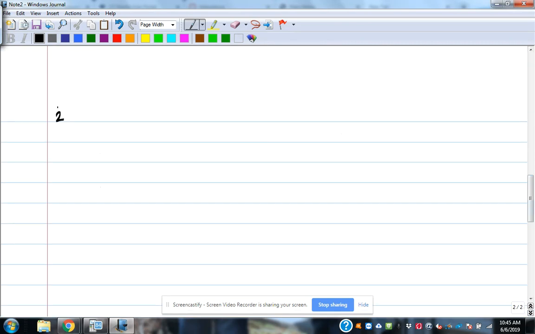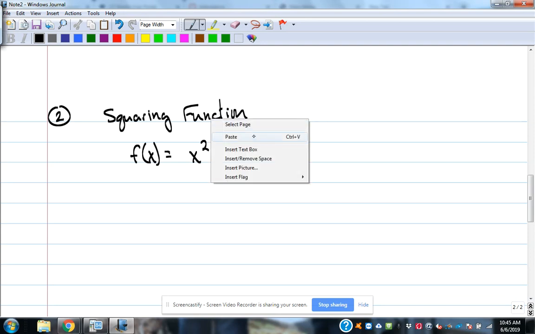Moving on up to the next one is called the squaring function. And it does just what it says. It takes an x value and squares it. It's the squaring function. It's y equals x squared, or f of x equals x squared, is all that is.